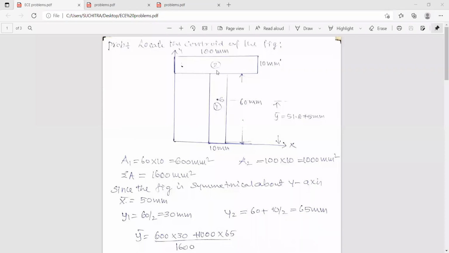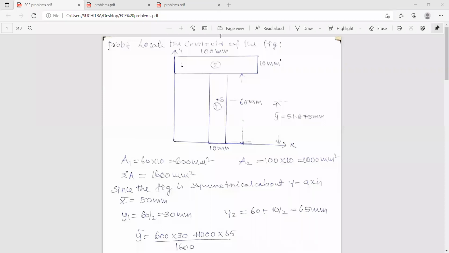Next you divide the figure into two parts. So this is part 1 and this is figure 2. Now you calculate the areas of these individual figures. A1 is 60 into 10, so it works out to be 600 millimeters square, and A2 is 100 into 10, it is 1000 millimeters square. So sigma A works out to be 1600 millimeters square.